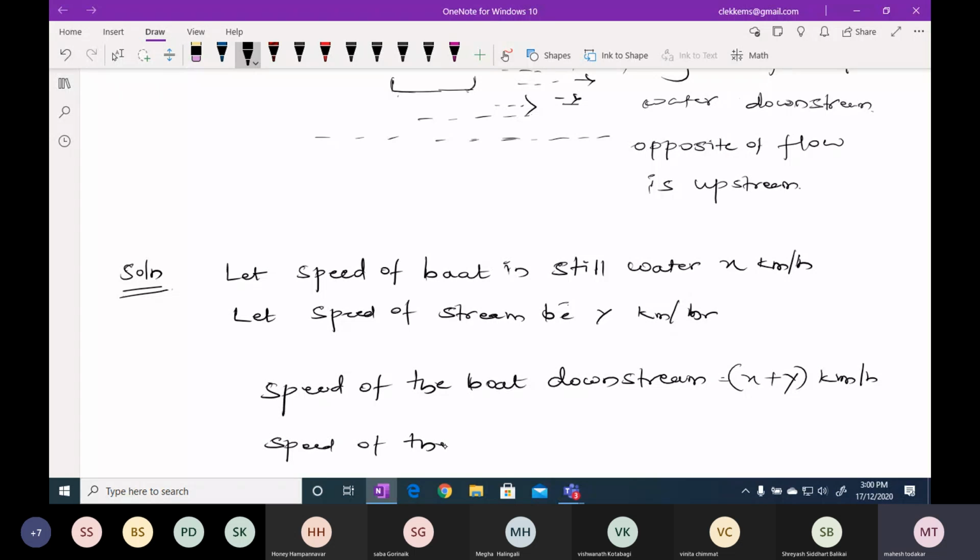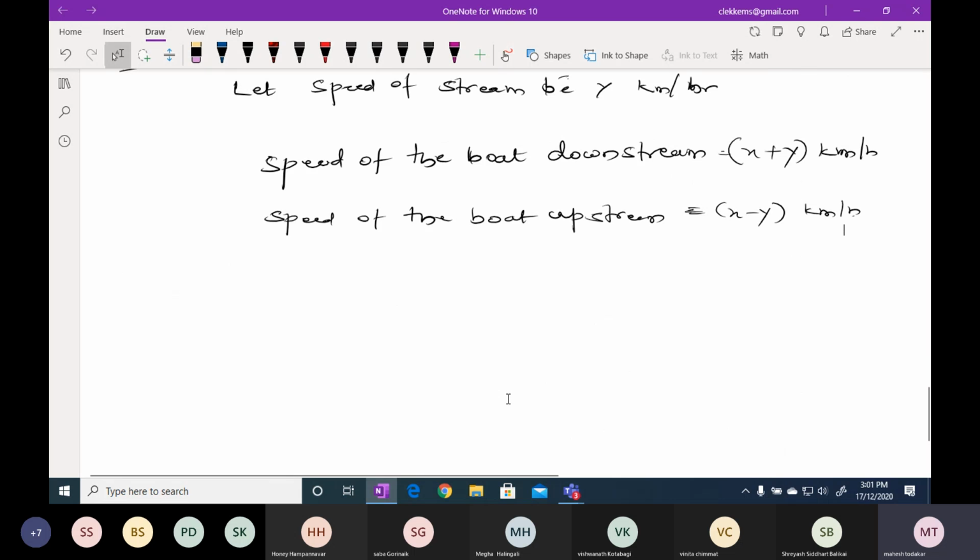Okay. Now next, speed of the boat upstream. So this we can write as x minus y kilometer per hour. Okay. So once you write this one, you know it very well.